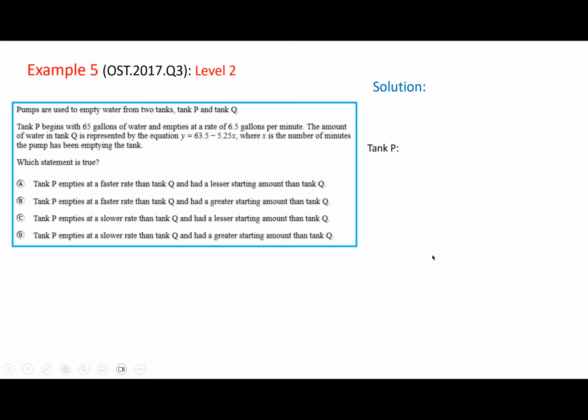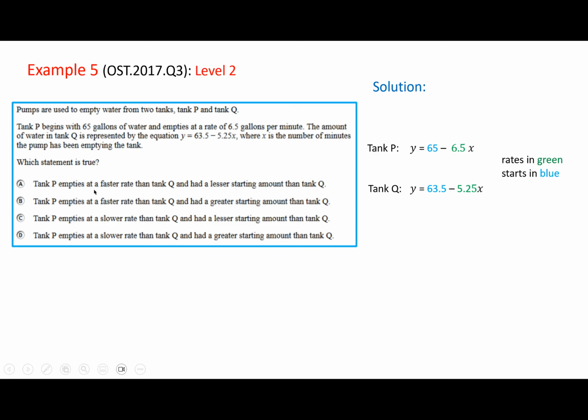First of all, tank P, it's 65 gallons. We're starting with 65. And we are emptying it at a rate of 6.5 gallons per minute. Remember, this is minus because we are reducing the amount of water, so we're going down. The tank Q is given. Now you have all the information you need. This is the starting point, right here, and this is the rate. So now you go and read each one of these statements.